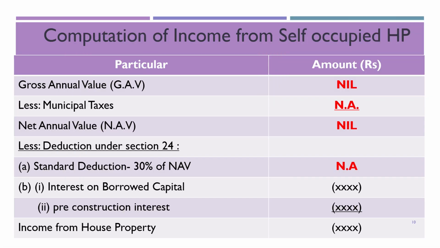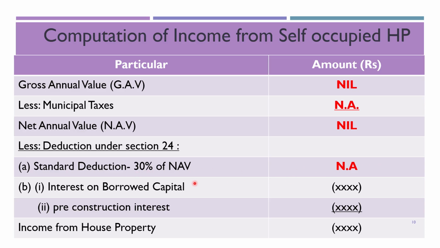So here, how you will compute the income from self-occupied house property. As we have discussed, GAV is nil. If GAV is nil, then we cannot deduct anything from it. So the municipal taxes, even if paid by the owner, will not be considered. It is not applicable. Net annual value (NAV) will also be nil. There will not be any deduction because the standard deduction is a percentage of NAV, right? So there will not be any deduction.